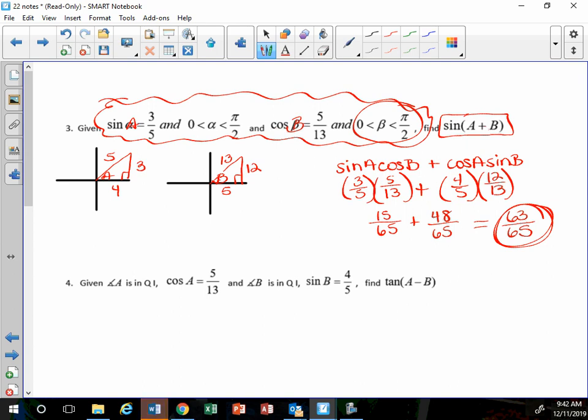Okay, we're going to stop there for notes because we're running out of time. Questions on that? None of this is really that hard other than making sure your signs are correct. If it's not in the first quadrant, you really need to pay attention to what's negative, okay?